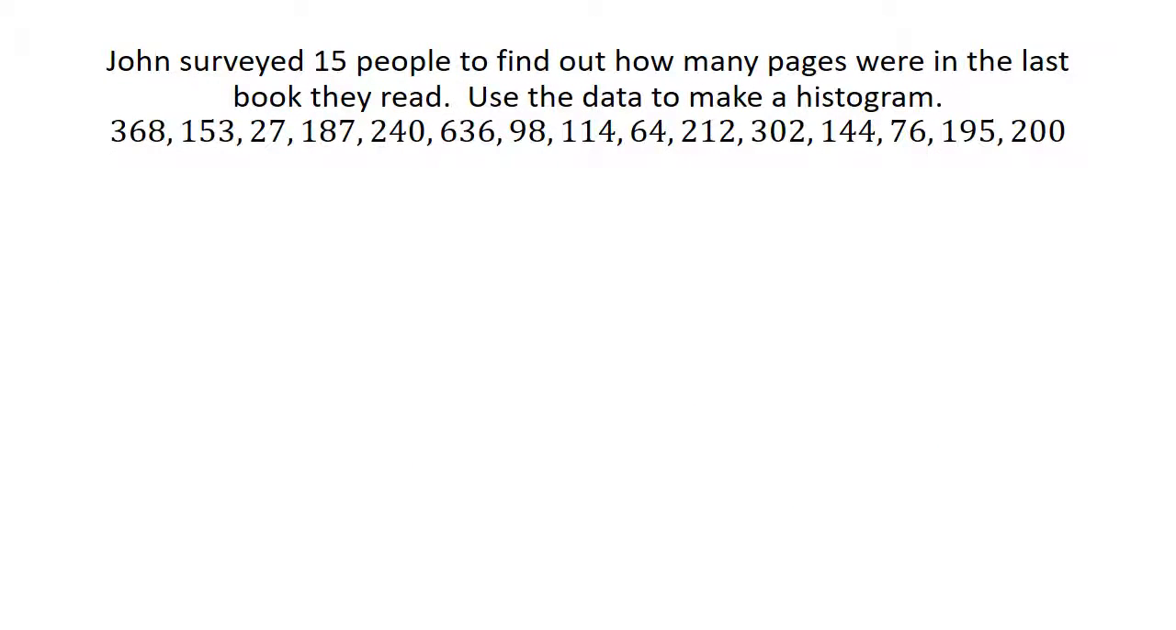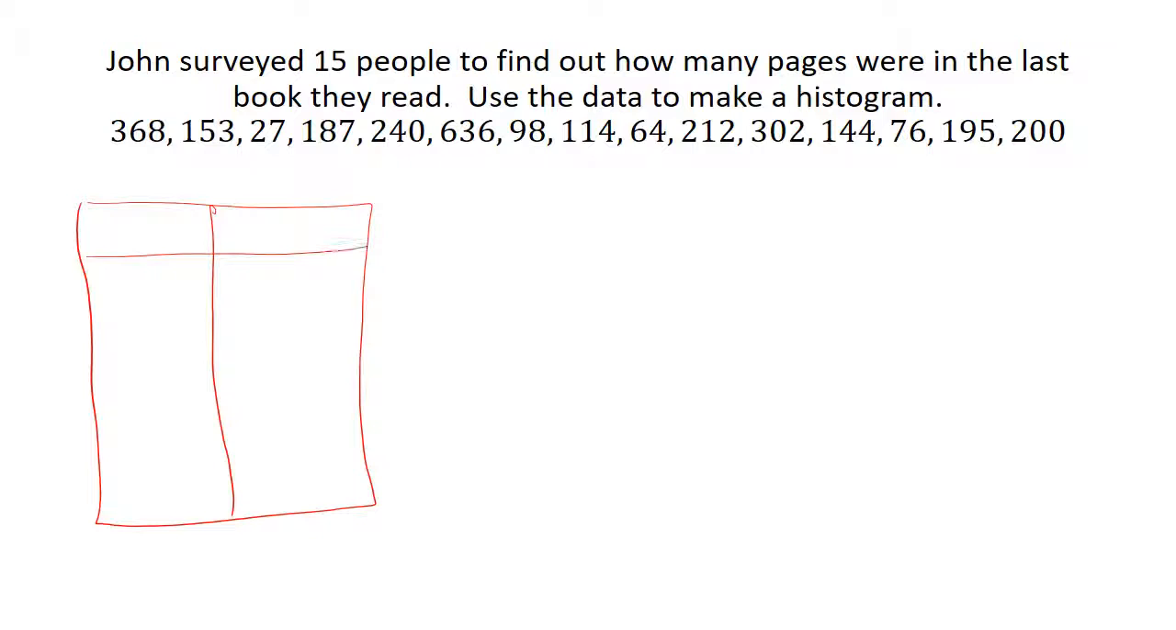Let's try one where we make a histogram. So this fella named John surveyed 15 people and he found out how many pages were in the last book that they read, and then used that data to make a histogram. Okay, so first we're going to make our frequency table. So this time I'm going to make my table looking like this. Most of the time you can make your table look however you want. Okay, so how many pages the books had and how often that happens.